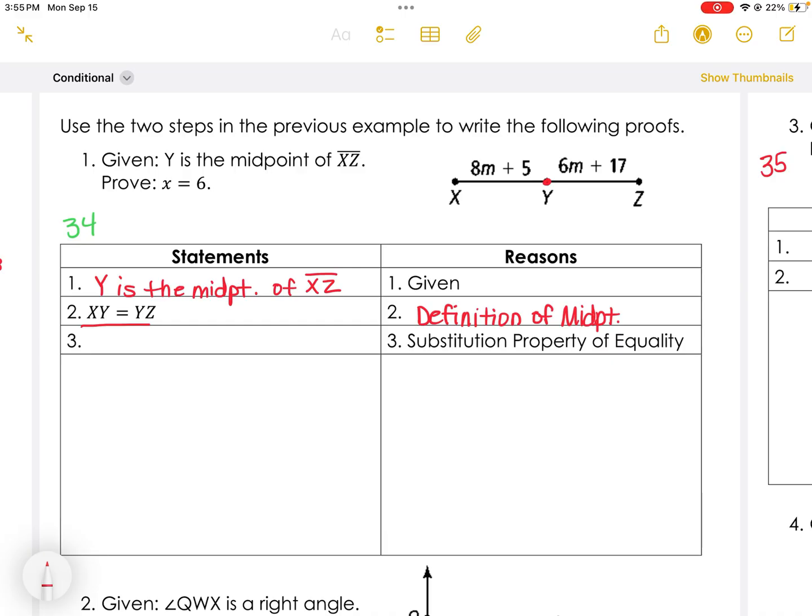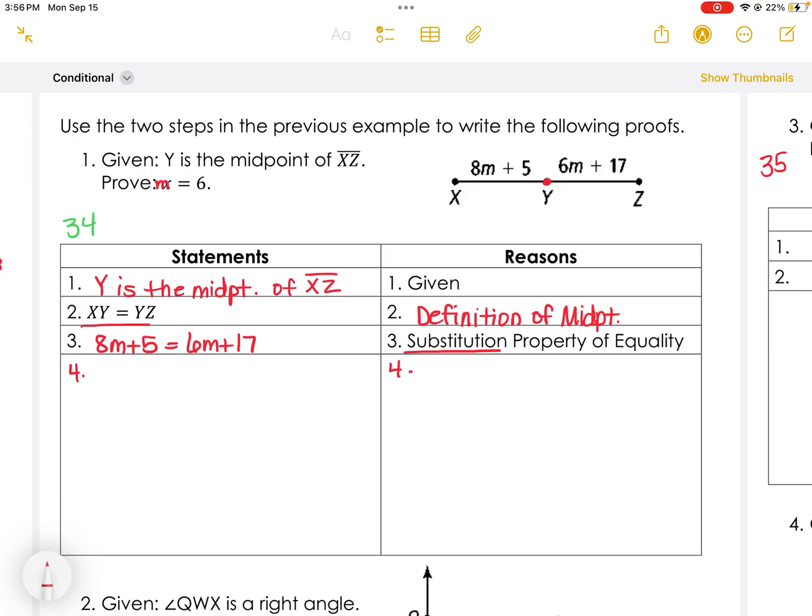Now I'm going to take the information from the picture, and I'm going to substitute in for XY. I'm going to put 8m plus 5. For YZ, I'm going to put 6m plus 17. And that's just substitution. Let me correct this up here too. That should be an M. We're solving for M, not X. Okay. Now the rest of the space we're going to fill up with all the steps.